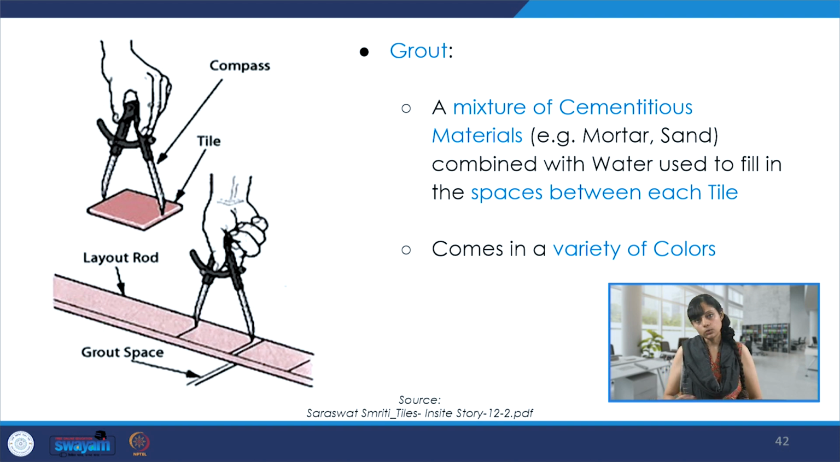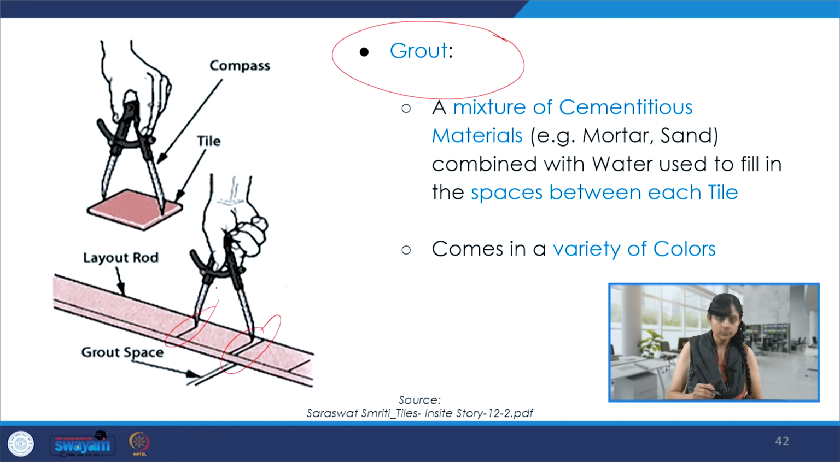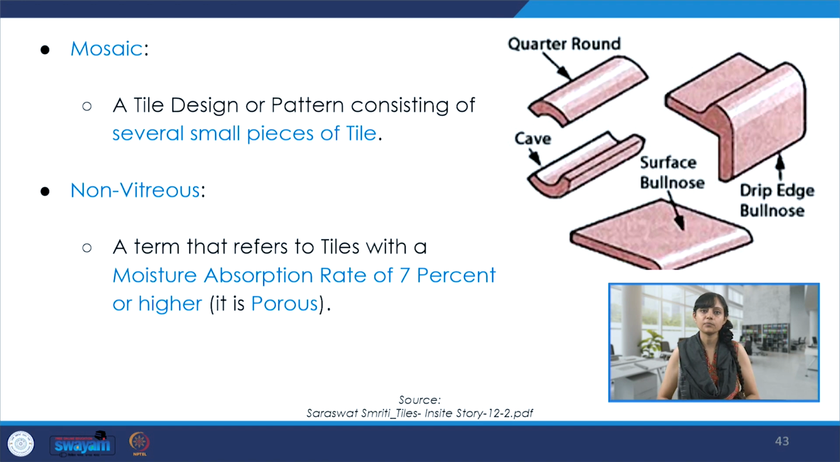And then there is grout, which is very, very important to understand while we are talking about tiles. It is a mixture of cementitious materials, which could be a mortar, sand, combined with water, used to fill in the spaces between each tile. And this comes in a variety of colors.